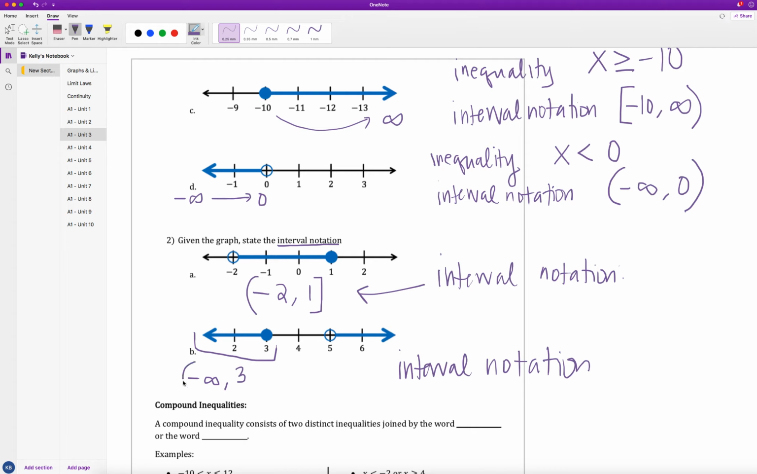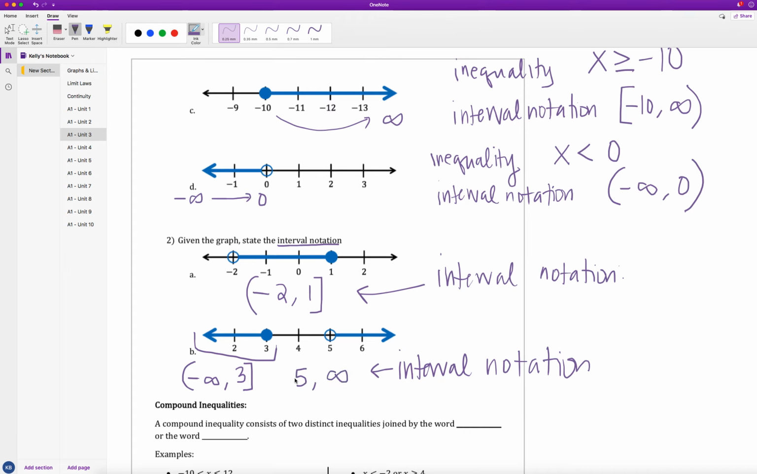I will have a parenthesis at -infinity because of definition. I never want to include infinity. Then what will happen at 3? Will I have a parenthesis or a bracket? At 3, we will have a bracket because of the filled in circle and the fact that I want to include that endpoint. So this is our interval notation for the first part of the graph here on the left. Now we need to find our interval notation for the graph on the right. So the portion on the right starts at 5 and goes all the way to infinity.